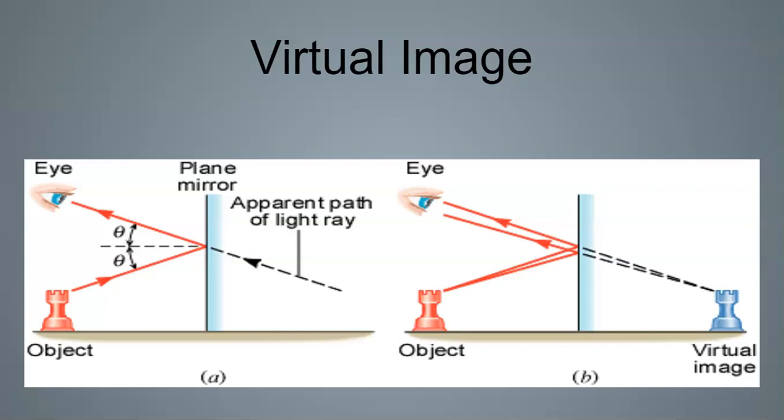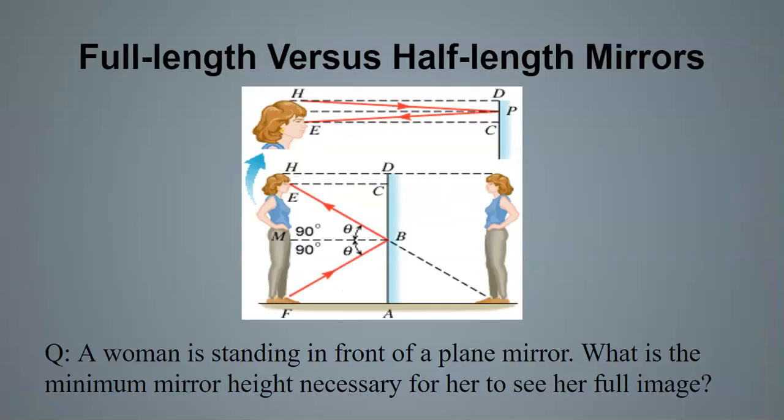Okay, we'll draw more of these ray diagrams. They get a little bit more interesting with curved mirrors and curved lenses, but we'll see that. A lot of times physics books will throw a problem in there, say, how big of a mirror do you need if you want to see your whole body? Do we really need a full-length mirror? And the answer is no, we only need a half-length mirror.